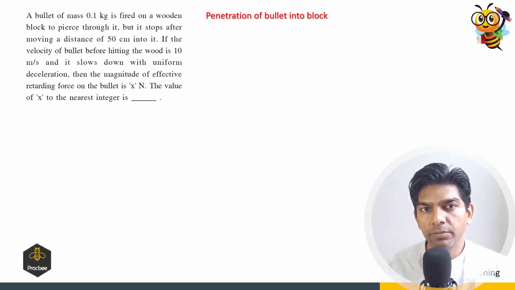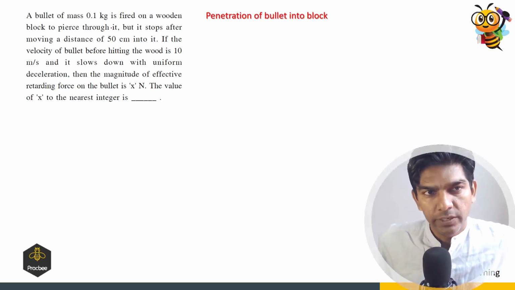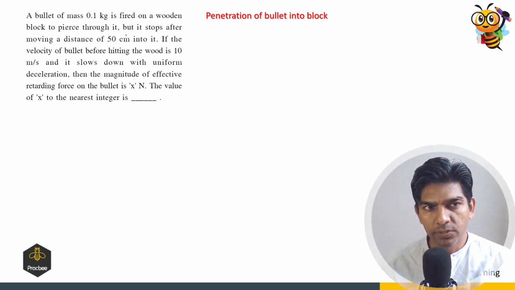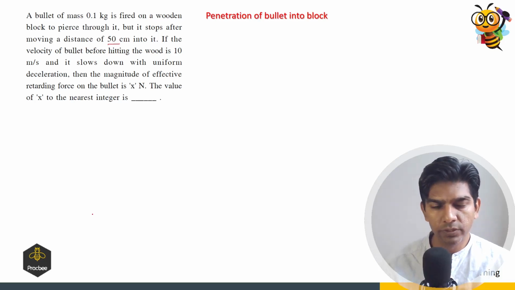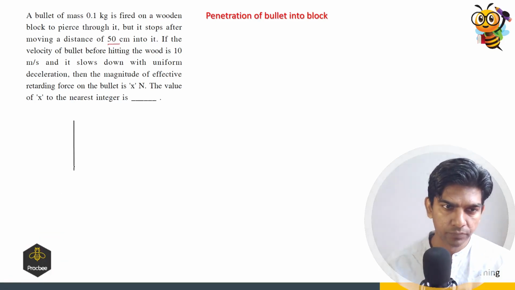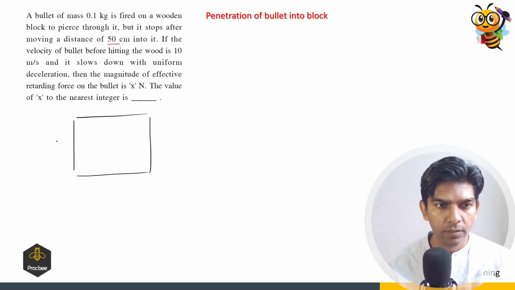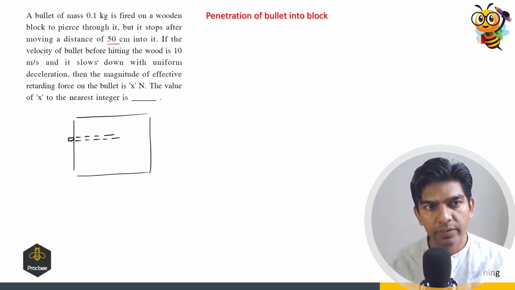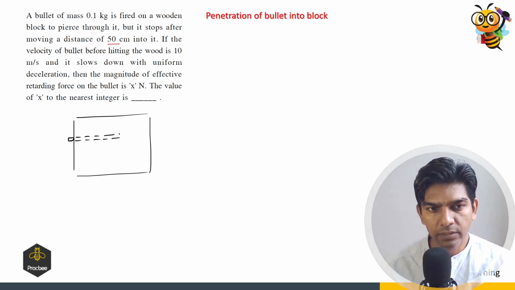Now let us see the next problem type, which is based on the penetration of a bullet in a block. A bullet of mass 0.1 kilogram is fired on a wooden block to pierce through it, but it stops after moving a distance of 50 centimeter into it. So we have a wooden block and we have fired a bullet, and this bullet stops after having a displacement of 50 centimeter inside the block. So this displacement is 50 centimeter.